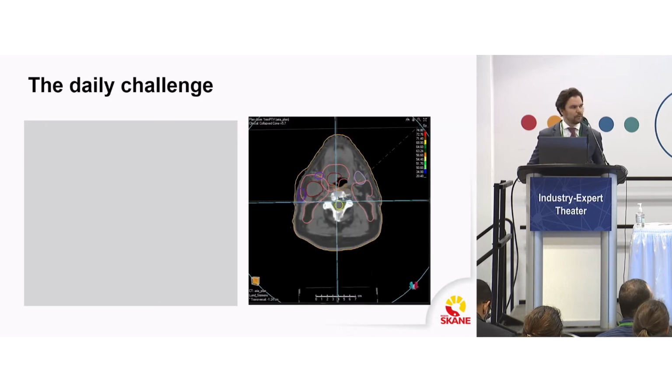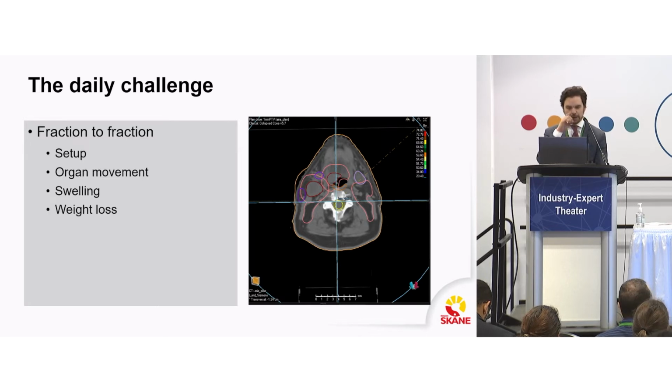So, of course, for most cases, a single plan is created and a target margin of 3 to 5 millimeters is used to account for the daily challenges that are very patient-specific. So, we have fraction-to-fraction variations like setup, organ movement, sometimes even swelling, but predominantly, for head and neck cancers, we have weight loss progressively over the treatment, over many fractions. So, we have a reference CT from weeks ago, and when patients lose weight and the target shrinks, the organ is at risk.